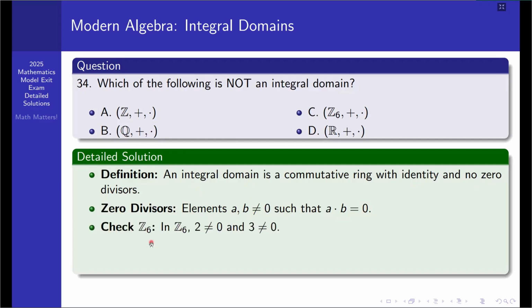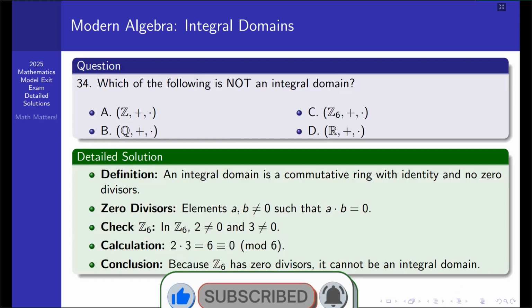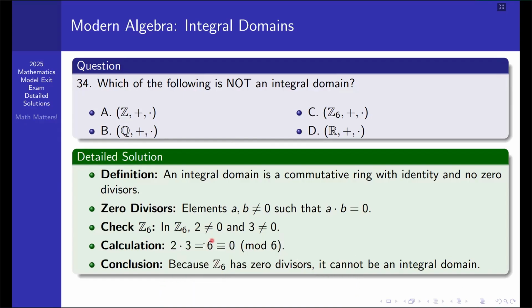For example, if we check Z6, 2 is different from 0, and 3 is also non-zero. But 2 times 3 is equal to 6, which is congruent to 0 modulo 6. Therefore, because Z6 has zero divisors, it cannot be an integral domain. Therefore, the one that cannot be an integral domain, which is not a commutative ring with identity and no zero divisors, is this one, which is C.